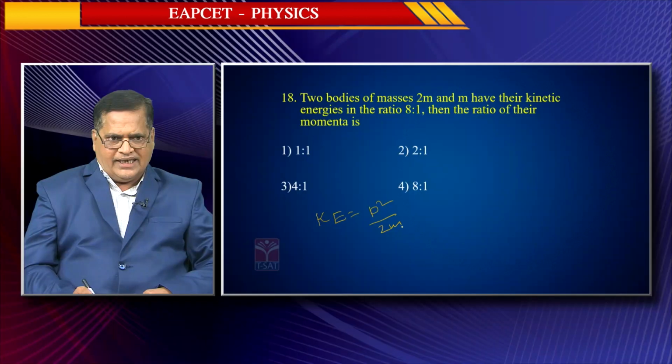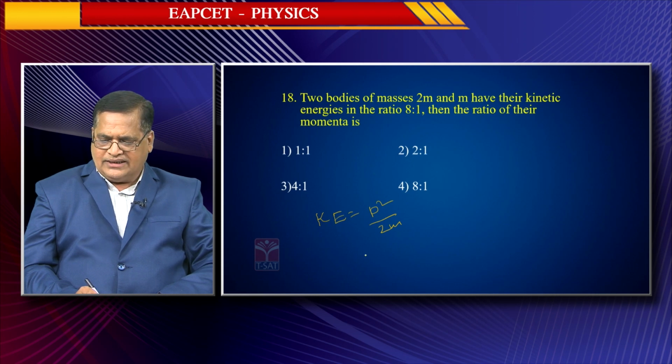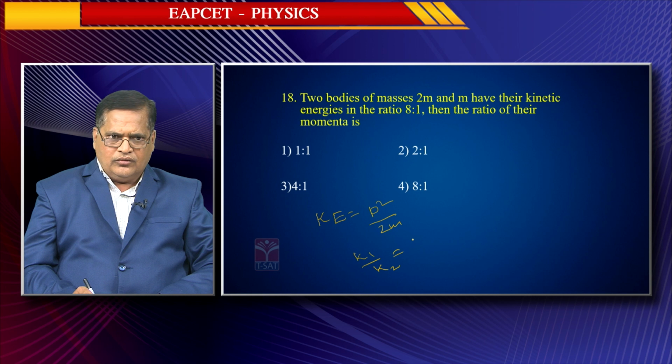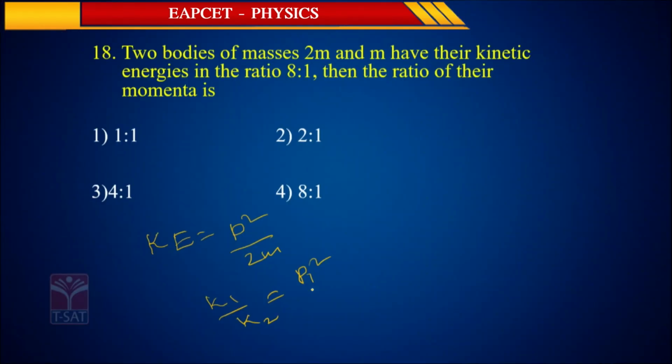According to this relation between kinetic energy, momentum and mass, you can write k1 by k2 is equal to p1 square by p2 square into m2 by m1. This is the formula children. You substitute. What is being asked? The momentum ratio.